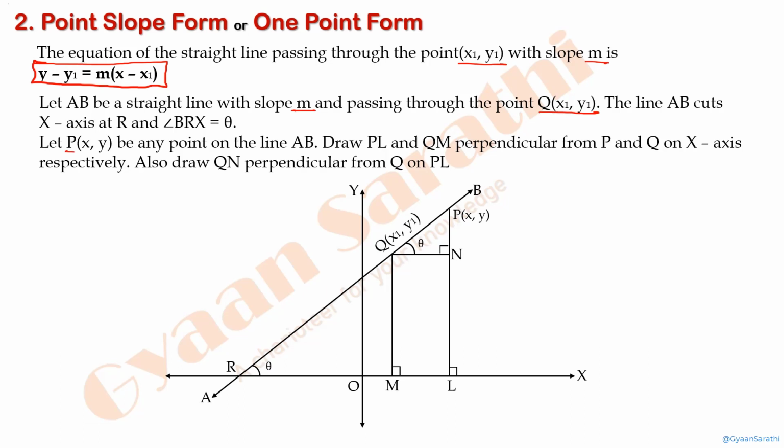Let us suppose a point P (x, y) be any point on the line AB. From the point P, we draw a perpendicular PL on the x-axis, and from the point Q, we draw a perpendicular QM on the x-axis, as you can see here in the figure. Also, we draw QN perpendicular from Q on PL. Now let us see in the triangle PQN, I can write tan theta as PN by QN.